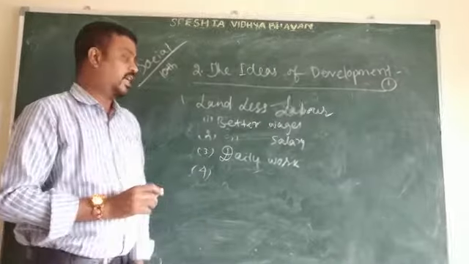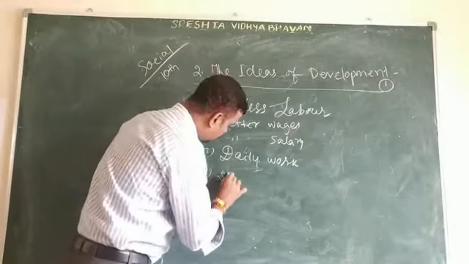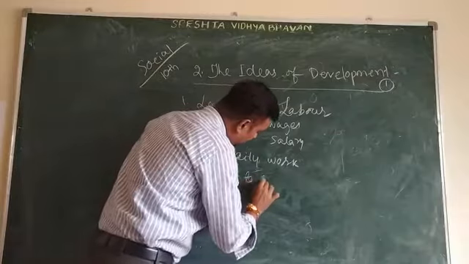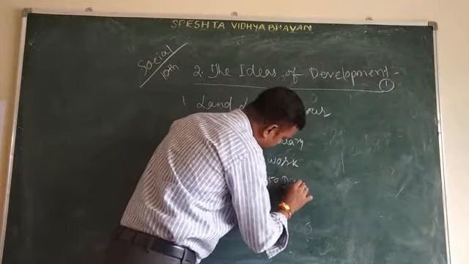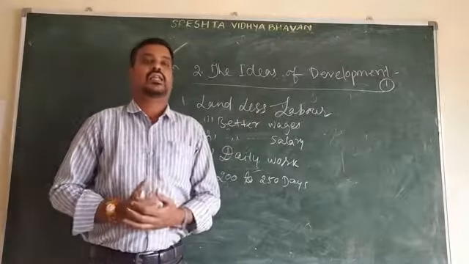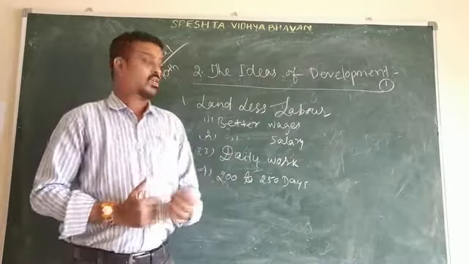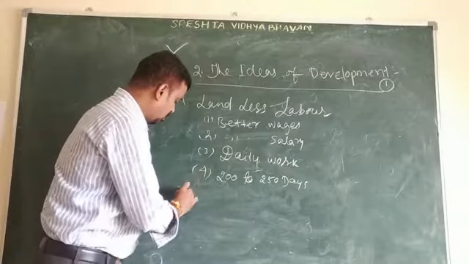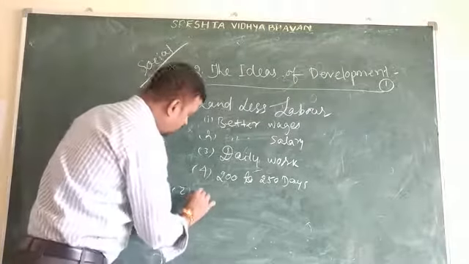Better wages I already told you, and he needs daily work. That is how many days? 200 to 250 days. So this is the landless laborer. Okay, so next one is the prosperous farmer.